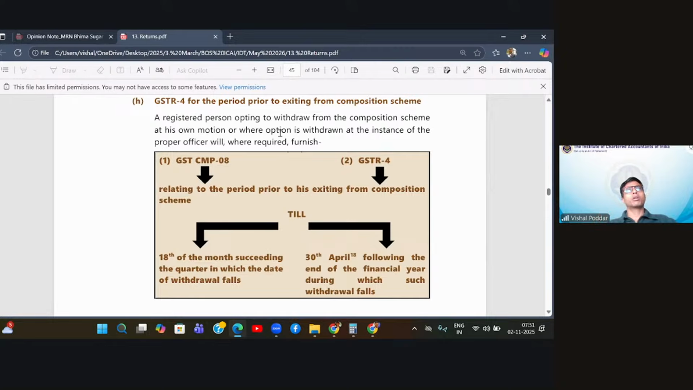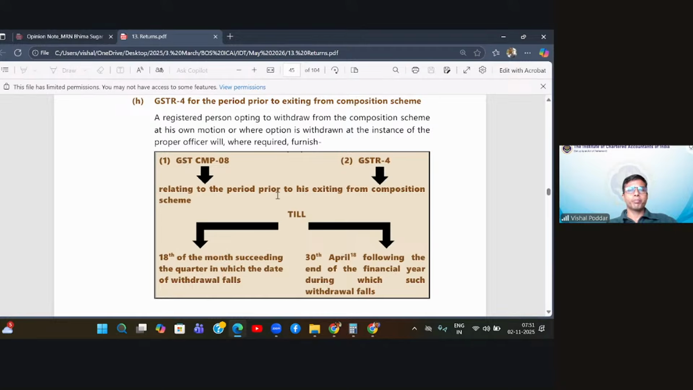But for this third quarter, which started from 1st October to 31st October, I was under composition, for which I am supposed to pay tax on 18th of January using the CMP 08. But now, when I come to November, I am no more a composition dealer, I am a regular dealer. So the question is, what will I do of my CMP 08? That is what is clarified.